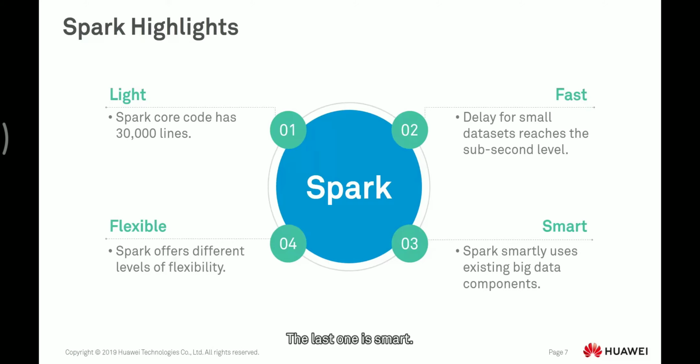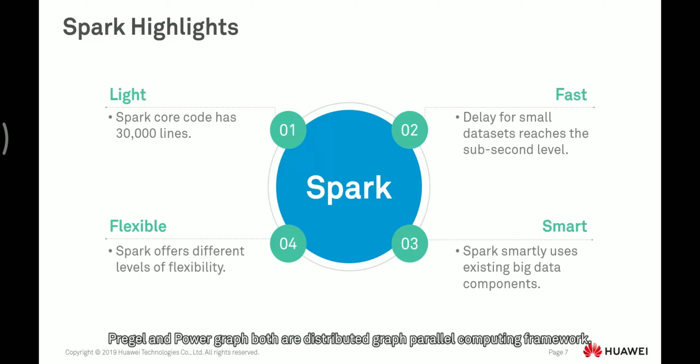The last one is smart. It uses existing big data components. To be more specific, Spark seamlessly integrates with Hadoop, and graph computing uses Pregel and PowerGraph APIs, as well as the PowerGraph point of division. Pregel and PowerGraph are both distributed graph-parallel computing frameworks.